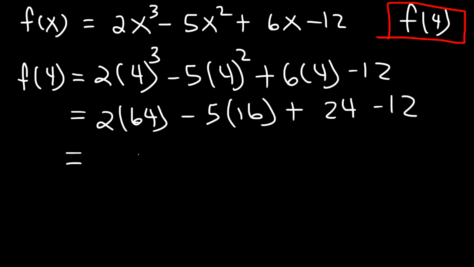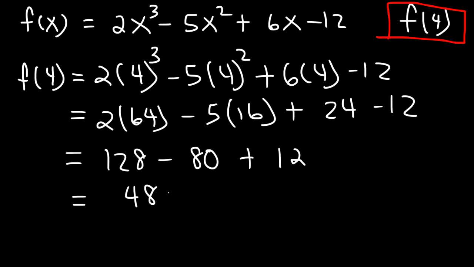2 times 64 is 128. And 5 times 16: 5 times 10 is 50, 5 times 6 is 30, and 50 plus 30 is 80. So 5 times 16 is 80. And 24 minus 12 is 12. 128 minus 80 is going to be 48, because 12 minus 8 is 4, and 8 minus 0 is 8. And 48 plus 12 is 60. So therefore, f of 4 is equal to 60.